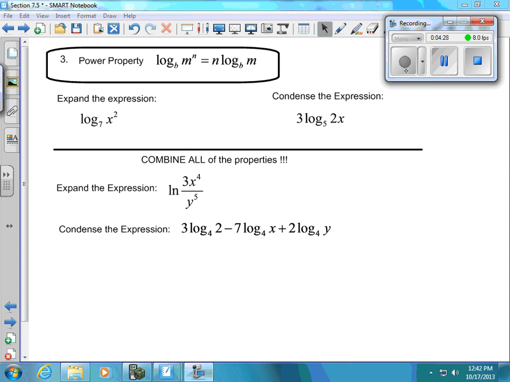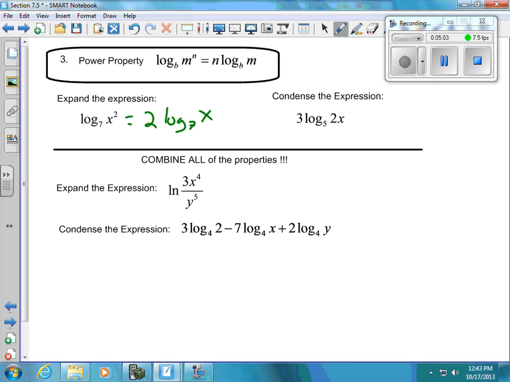Okay, power property. Power property says that if I have some base being raised to a power inside of a logarithm, I can take that exponent, that power, and put it in front of the logarithm. So in other words, log base b of m to the n is n times log base b of m. And I can go backwards the other way. I can move that n back inside the logarithm and condense an expression. So expanding log base 7 of x squared, to expand that, when we bring the 2 in front, it will be 2 log base 7 of x.